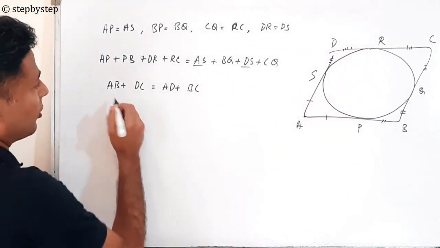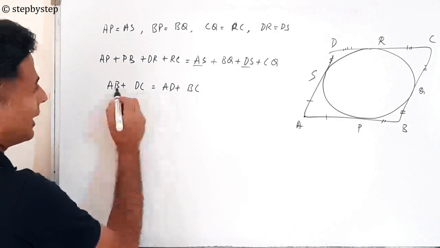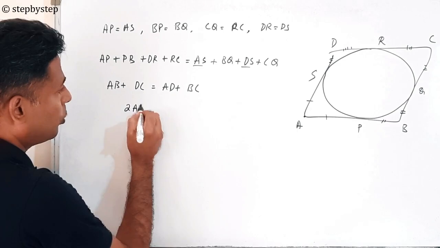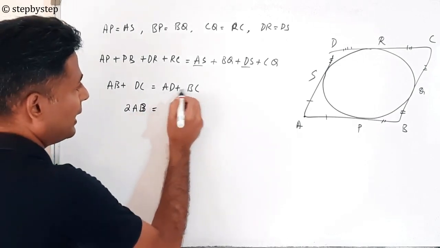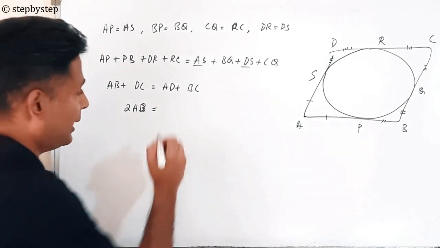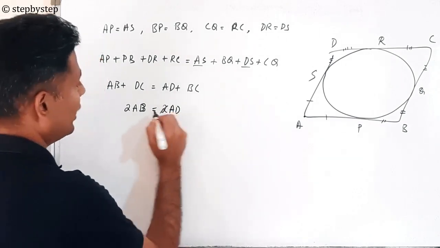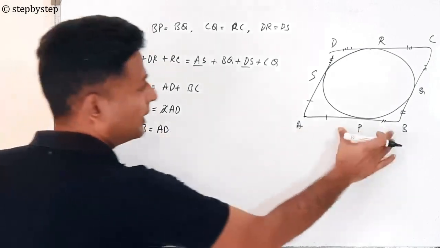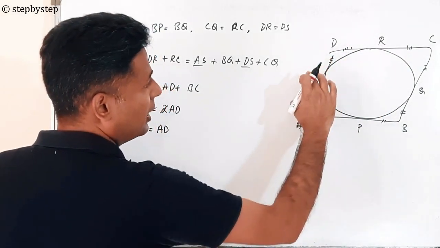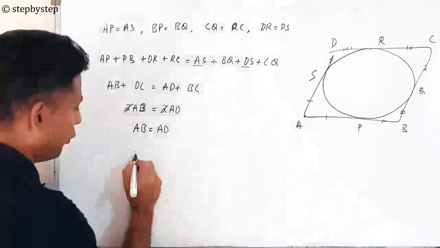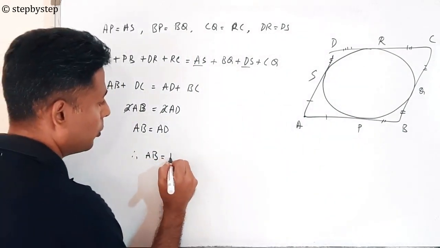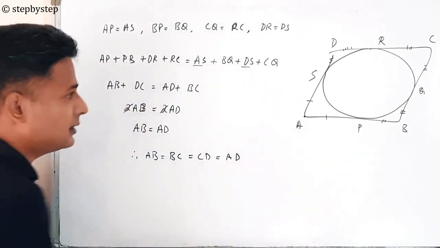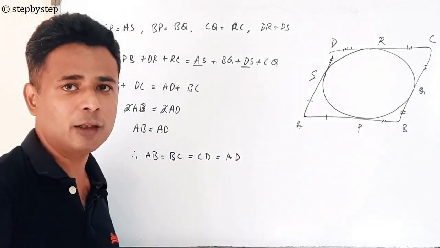But since it's a parallelogram, AB is equal to DC, so instead of DC I can write AB. So AB plus DC will be 2AB, right? Similarly, AD plus BC, I can write it as AD plus AD, that is 2AD. Now 2 and 2 cancel, I get AB equal to AD. So AB is also equal to DC and AD is equal to BC. So therefore AB equal to BC equal to CD equal to AD. Hence, since all four sides are equal, it is a rhombus.